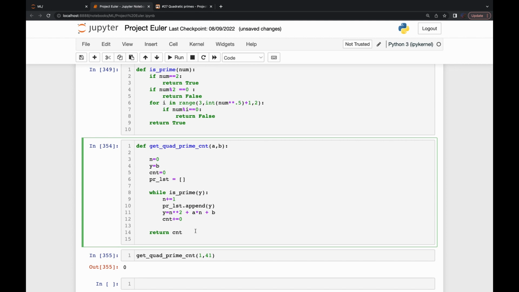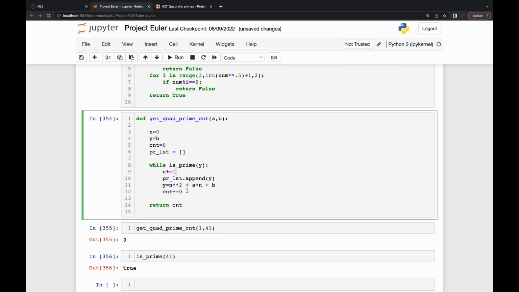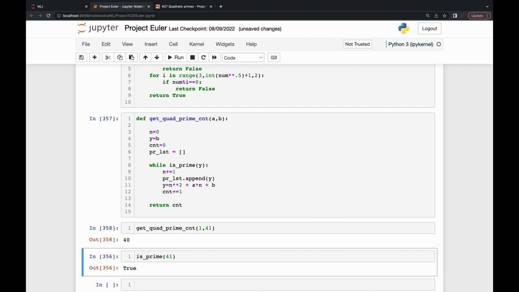Here A, B, C. First example, A was 1 and B was 41. I think there's something wrong. While is prime y, count plus is equal to, okay, that's a mistake. So you have to increment the count. Okay, so for 1 and 41 we are getting 40. Now the next numbers were minus 79 and 1601. So now we are getting 80. So that number is matching.